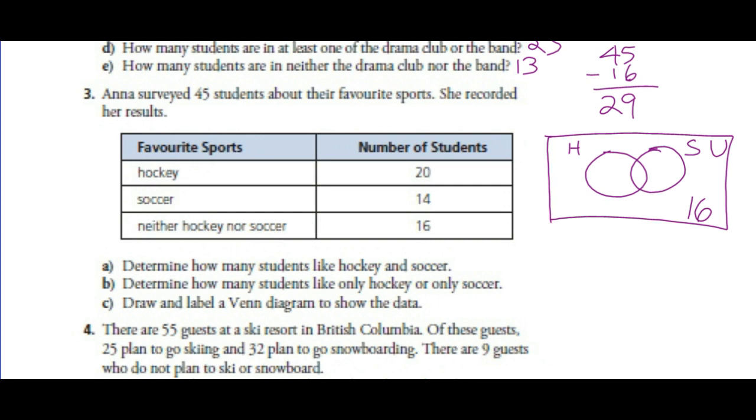But if we look at hockey and soccer, how many students are there to deal with? We had 34 students, but we only have room to put 29 of them. So what do we do? 5 are in the middle. 5 do both. So now we take the 34 students that are remaining to be placed in the diagram, but we subtract the fact that we only have 29 students left, giving us 5, and that goes in the overlap. Okay, so there are 5 students who do both.